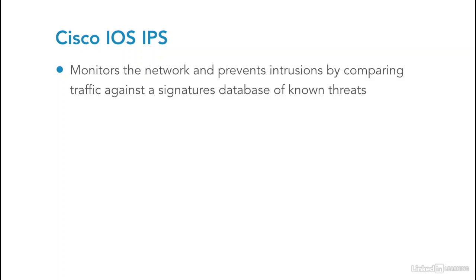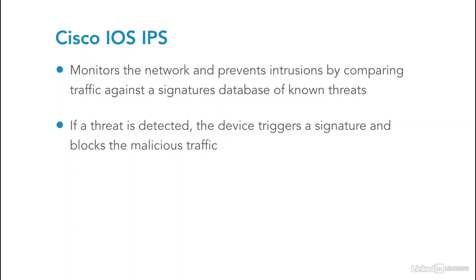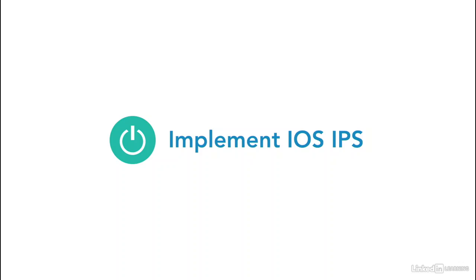Cisco IOS IPS monitors the network and prevents intrusions by comparing traffic against a signature database of known threats. If a threat is detected and triggers a signature, the device can block the malicious traffic. There are several steps necessary to implement IOS IPS.